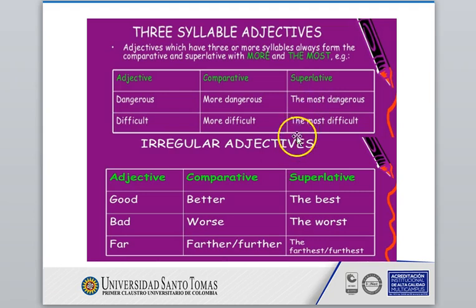There are three typical irregular adjectives you have to keep in mind, and those are good, bad, and far. Remember that good will never become "gooder" or "goodest" because those words don't exist. We have irregular cases here. Better, the best. Worse, the worst. Far, farther, the farthest. So make sure you memorize these three forms, which are particularly different from the previous ones.